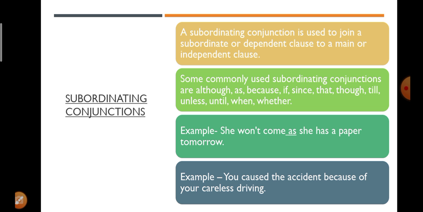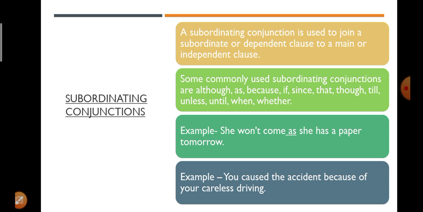So when dependent clauses are connected with independent clauses and are joined together using a conjunction, those conjunctions are known as subordinating conjunctions. For example, although, as, because, if, since, that, though, till, unless, until, when, whether. All these words are subordinating conjunctions. Let us have a look at some of the examples.